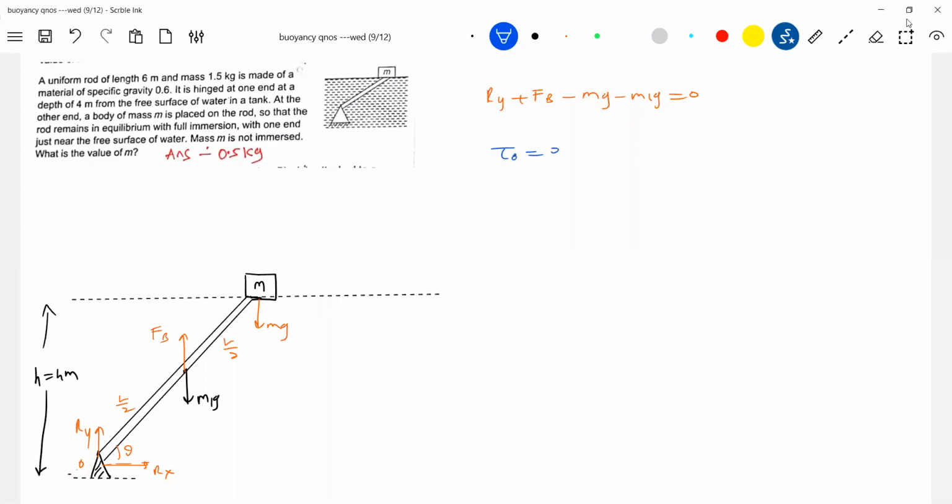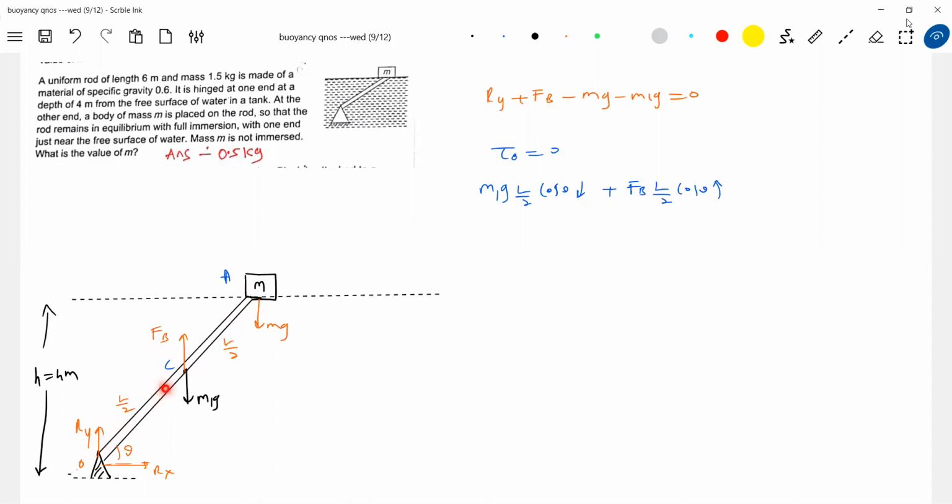Net torque about O should be 0. This is C, this is A. So net torque about O should be 0. First, the torque due to the weight mg: mg L by 2 cos theta, clockwise. Then the buoyant force Fb L by 2 cos theta. Why should the buoyant force act here, exactly opposite to the weight of the rod? Why not somewhere here? Because the full length of the rod is immersed.